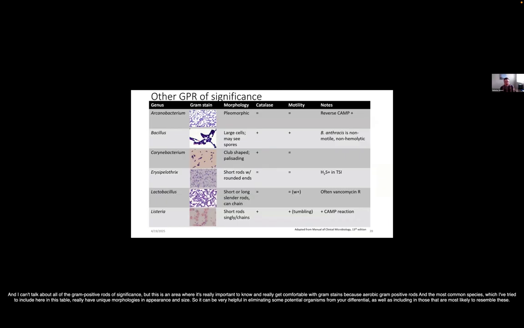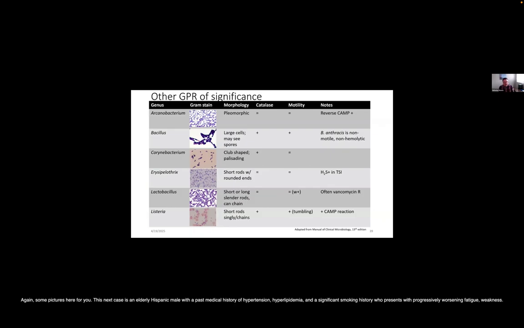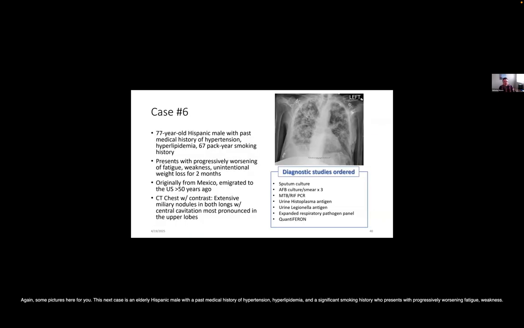And I can't talk about all of the gram-positive rods of significance, but this is an area where it's really important to know and really get comfortable with gram stains because aerobic gram-positive rods and the most common species, which I've tried to include here in this table, really have unique morphologies in appearance and size. So it can be very helpful in eliminating some potential organisms from your differential, as well as including those that are most likely to resemble these. Again, some pictures here for you.